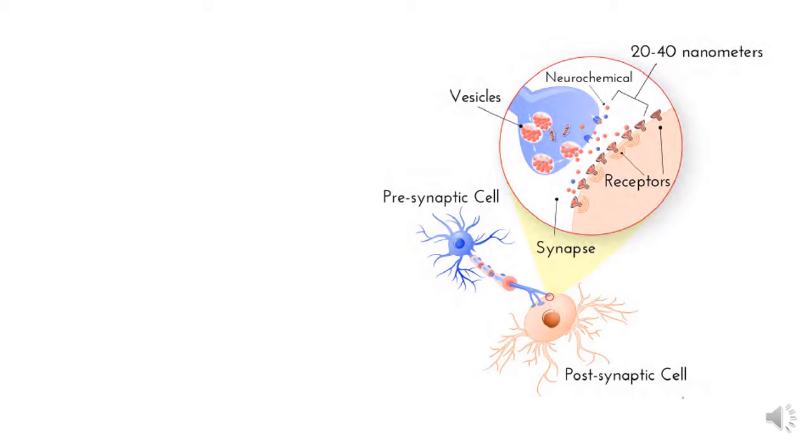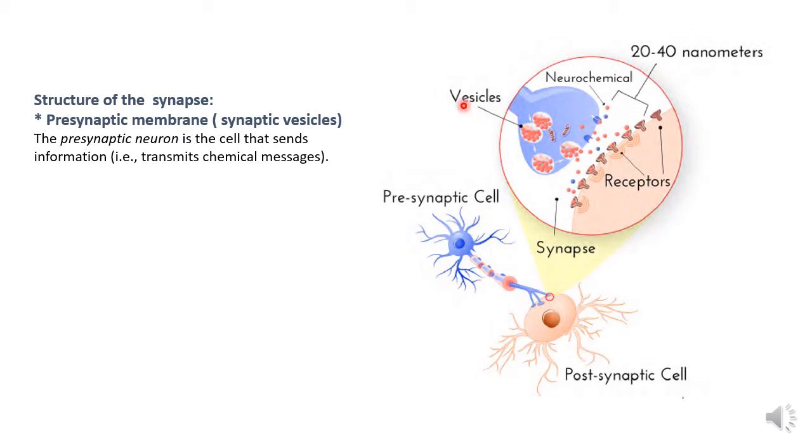The synapse is made up of the presynaptic neuron, the postsynaptic neuron or cell, and a space in between. We have here the presynaptic membrane, which is characterized by the synaptic vesicles, where the presynaptic neuron sends information chemically by neurochemicals that we know as neurotransmitters.